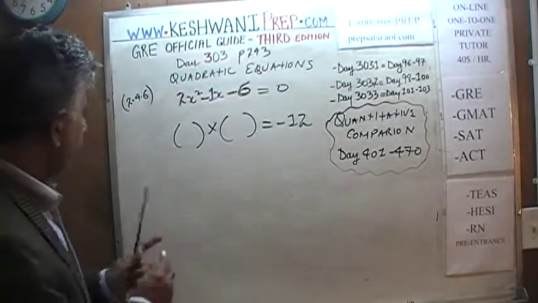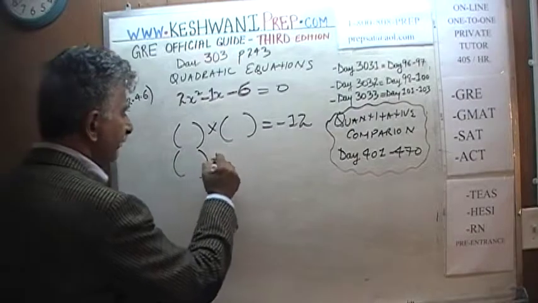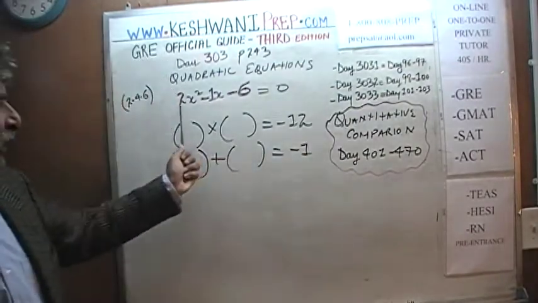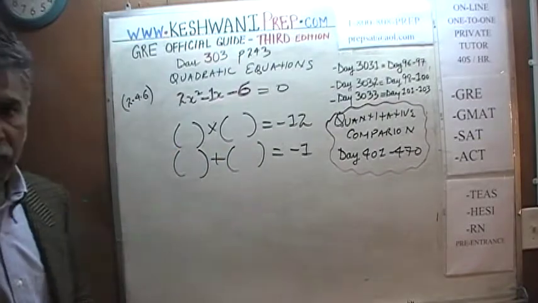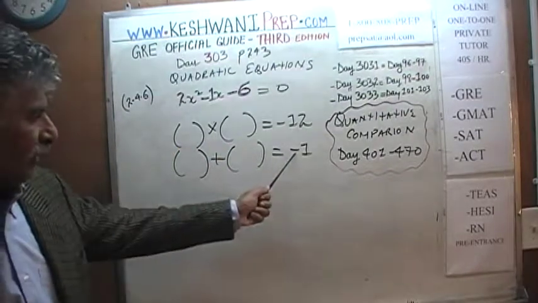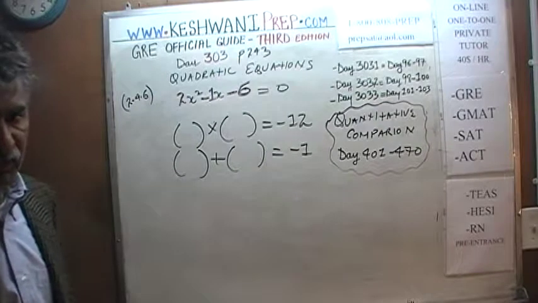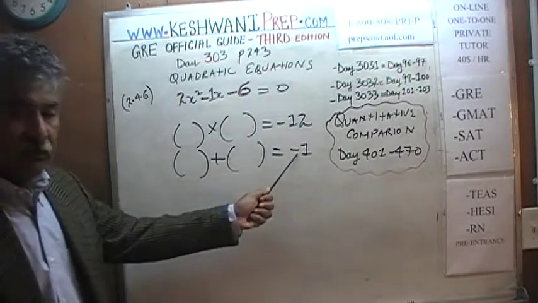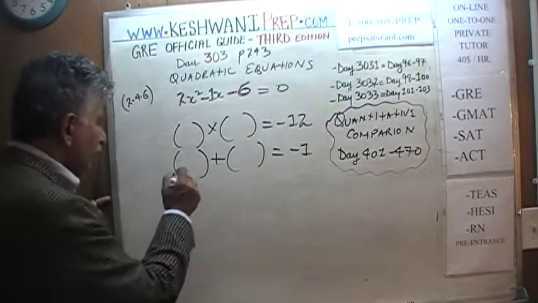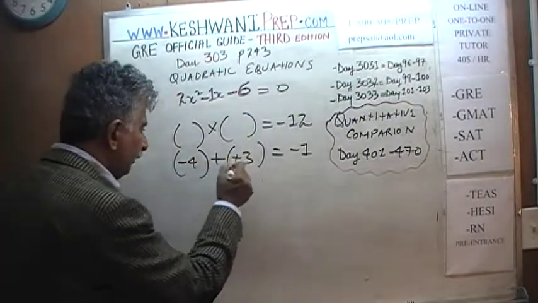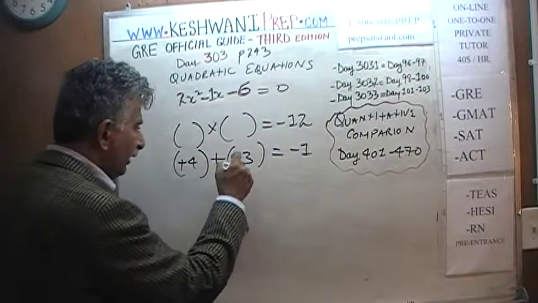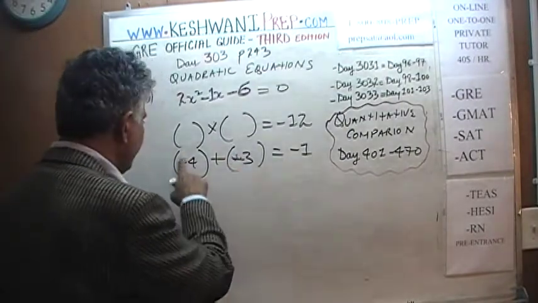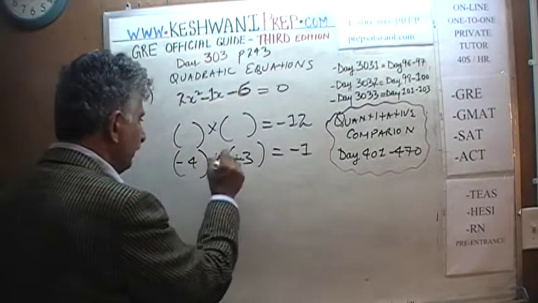Well, what can we do here? Can you think of such a scenario where the product of two numbers is negative 12 and their sum is negative 1? If the sum is negative 1 and the product is negative 12, one has to be positive and one has to be negative. And since we want the sum to be negative 1, it has to be negative 4 and a positive 3, because the other way around, positive 4 and negative 3, would have given us a sum of positive 1. But that's not the point.